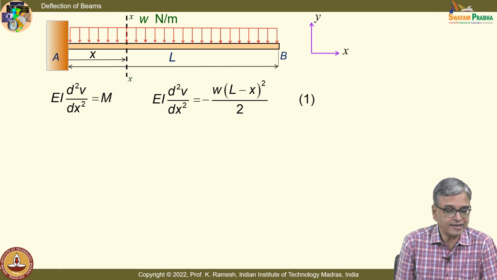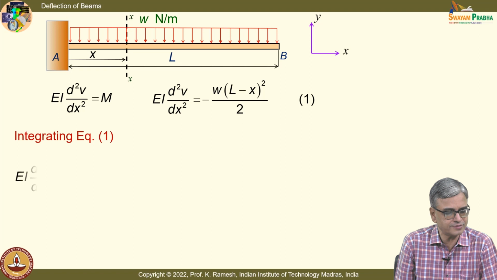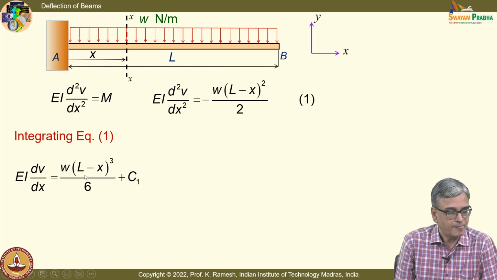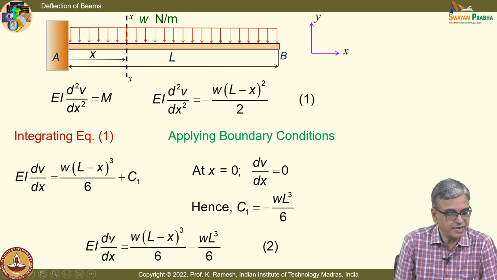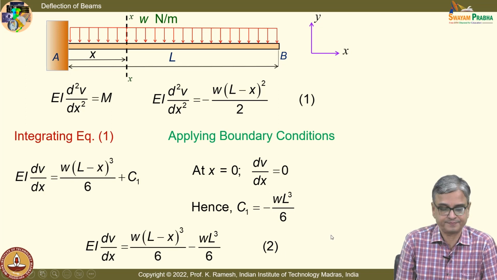If you write this correctly, then the integration is very simple. This all you have done even in your high schools. So, I have this EI dv by dx equal to W multiplied by (L minus x) whole cube divided by 6 plus C1, and when x equal to 0, I have slope is 0. This gives me C1 equal to minus W L cube by 6, and I have EI dv by dx equal to W into (L minus x) whole cube divided by 6 minus W L cube by 6.